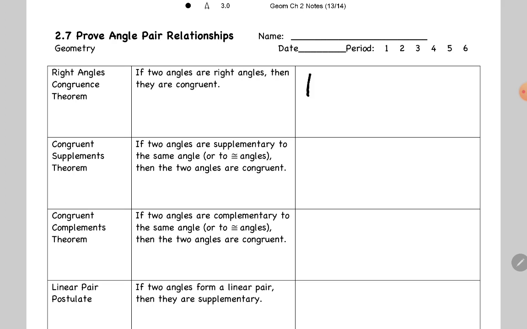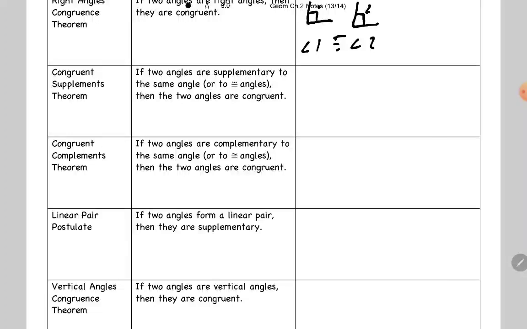So basically what it says, if we have two right angles, so if two angles are right angles, let's call this 1, call this 2, then angle 1 is congruent to angle 2. Obvious. Congruent supplements theorem.